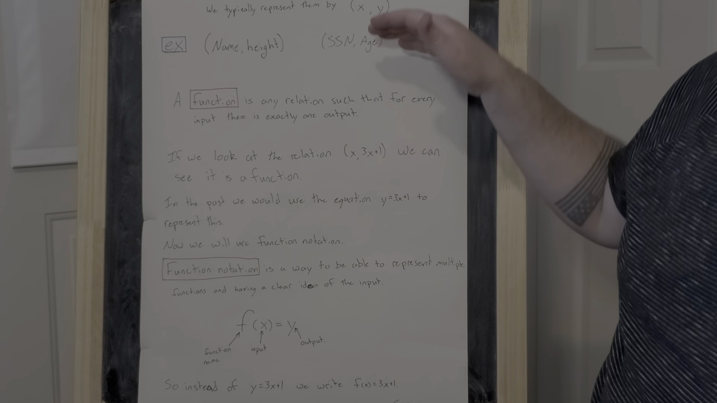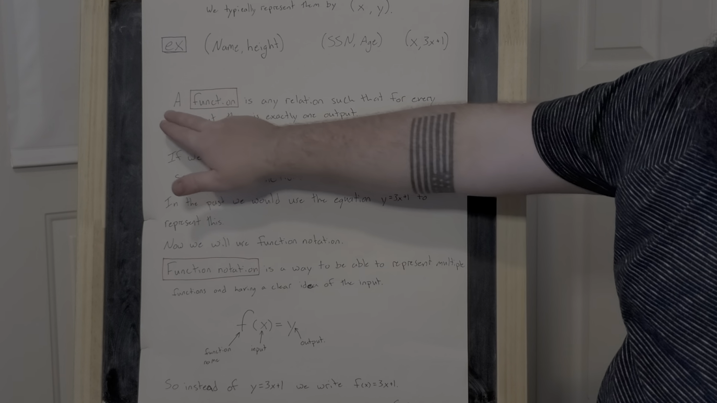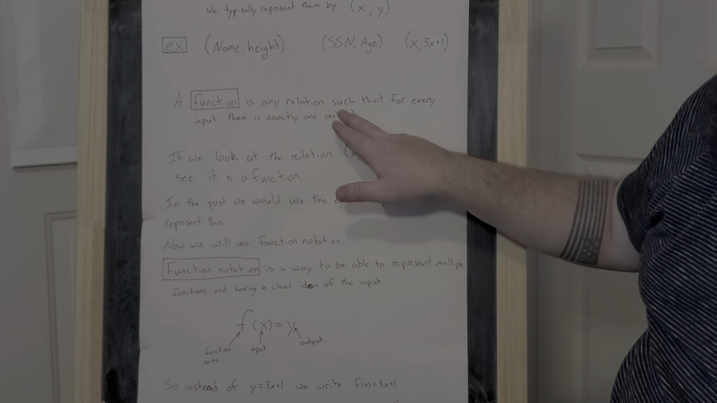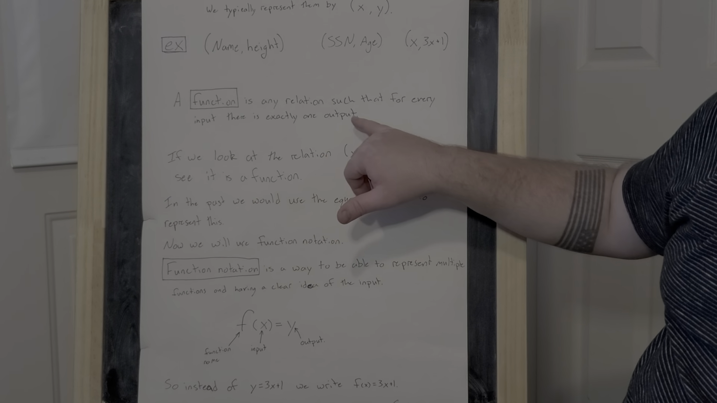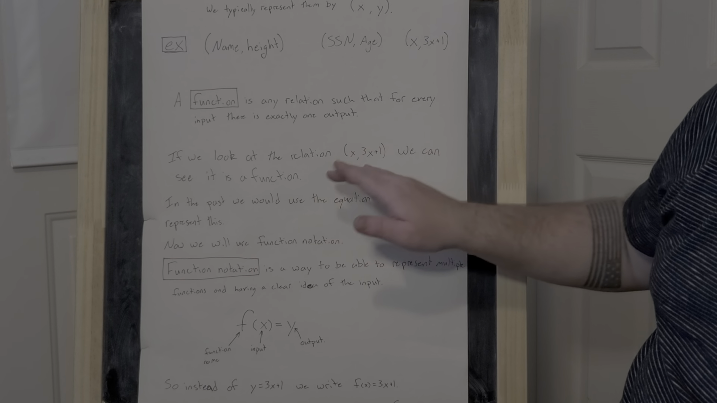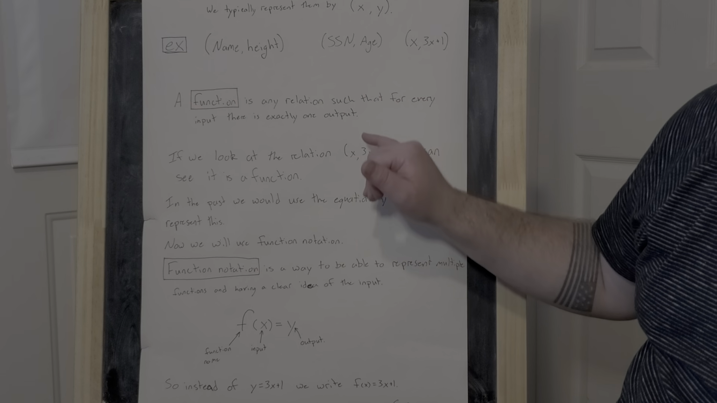Since these don't have a lot of structure, what we do is we introduce some structure, and that creates a function. So in mathematics, we say that a function is any relation such that for every input, there is exactly one output. Okay, that's very important. For every input, there's exactly one output.